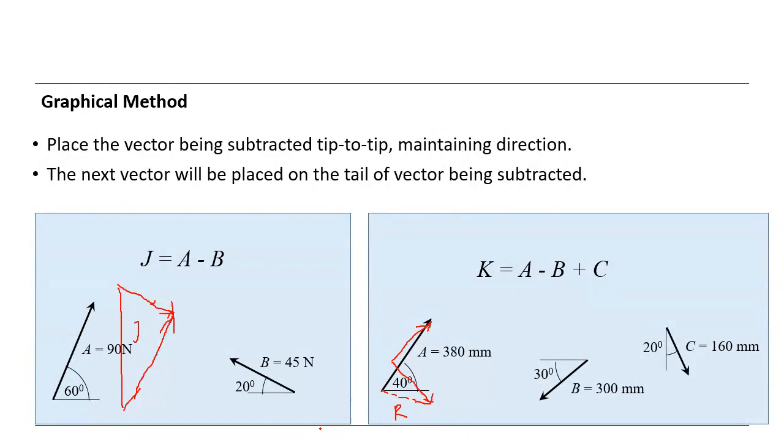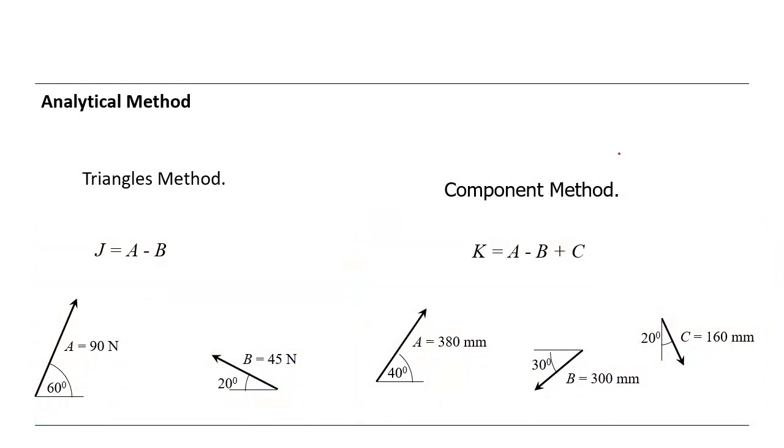Place the vector, begin, subtract, tip to tip, maintaining direction. So the next vector will be placed on the tail of the vector being subtracted. So the analytical method: we can say this is A, G is equal to A minus B, where minus B is the negative of B, like this.